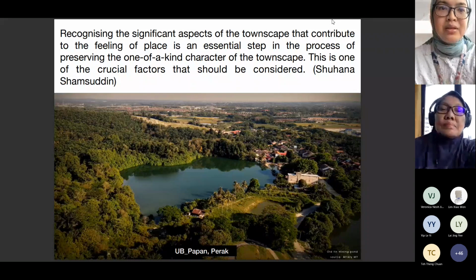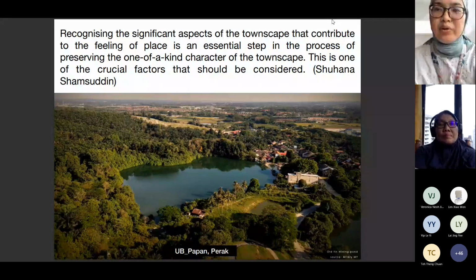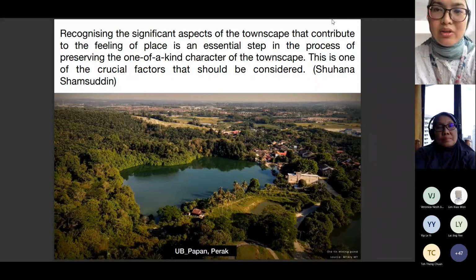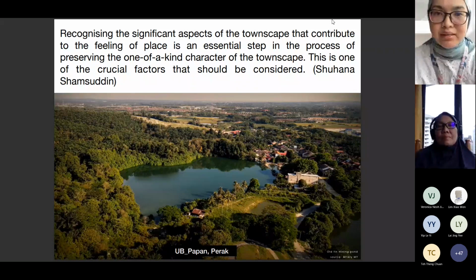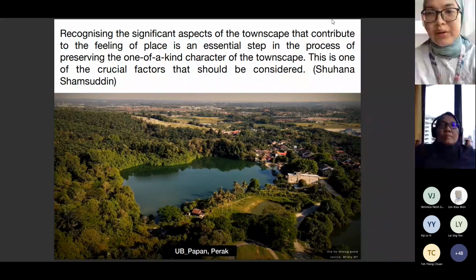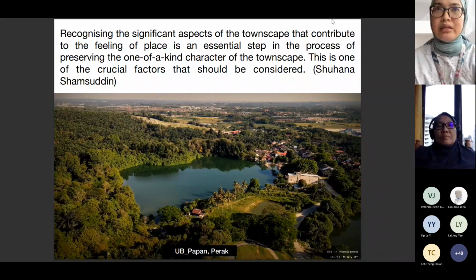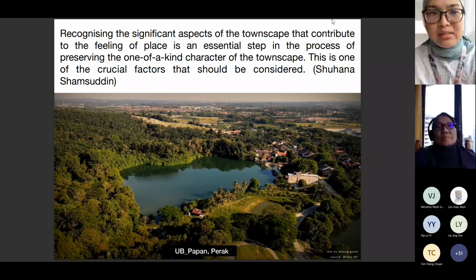Okay, so this is a quote from Prof. Shuhana's book, actually. Recognizing the significant aspects of the townscape that contribute to the feeling of place is an essential step in the process of preserving the one-of-a-kind character of townscape. So I think this is where the students are really looking into what is the concept of the town, what is the idea of the town. And she mentioned here this is one of the crucial factors that should be considered with the idea of townscape.